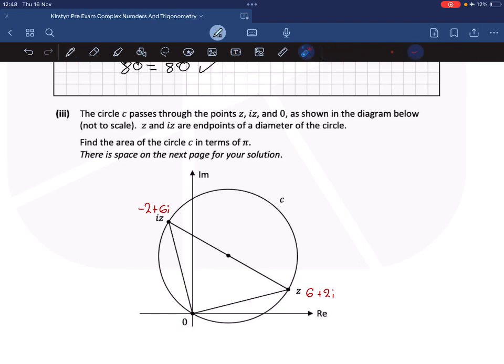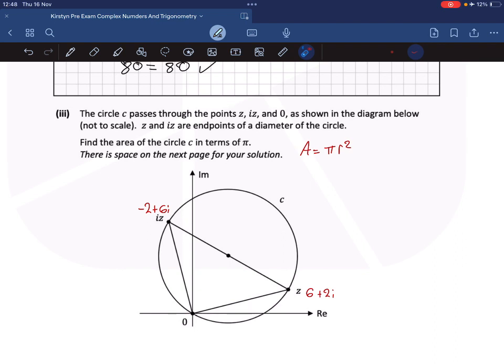Well, we need to find the area of the circle. What's the area of a circle? It's equal to pi r squared. So we need the radius. There are two ways you can find the radius. You can find the distance between this point here and this point right here, and that's going to be the diameter. Whatever the diameter is, you just divide by 2 and then plug that into the formula.